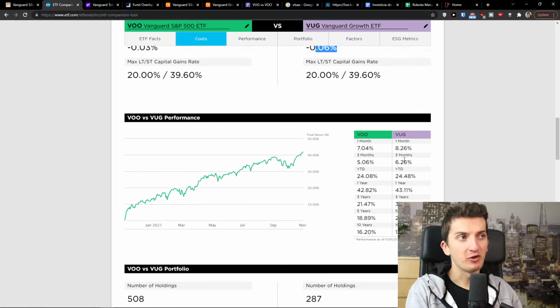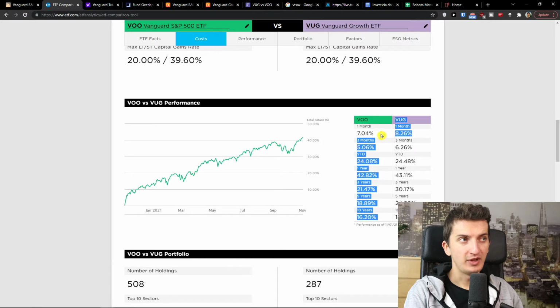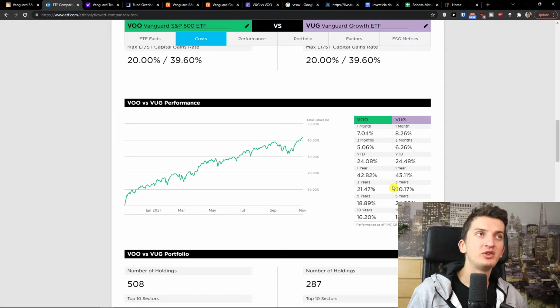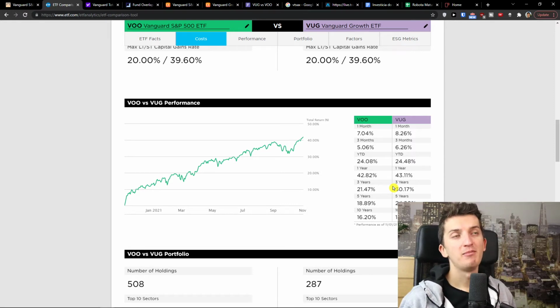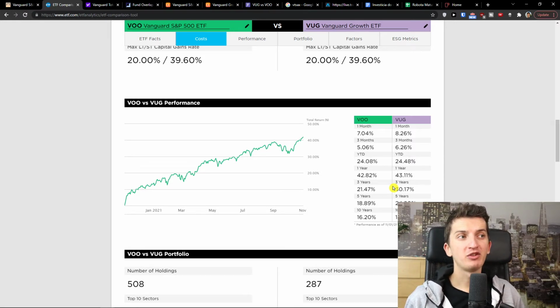You can see clearly in the performance that sometimes in 1 month VUG was outperforming VOO. 1 year, similar, 3 years, higher VUG. What I would do, and what I think is a really good strategy, is going combined, maybe VOO with VUG, but it's not up to me to say what you should do, that's your money. But both VUG and VOO are good ETFs.